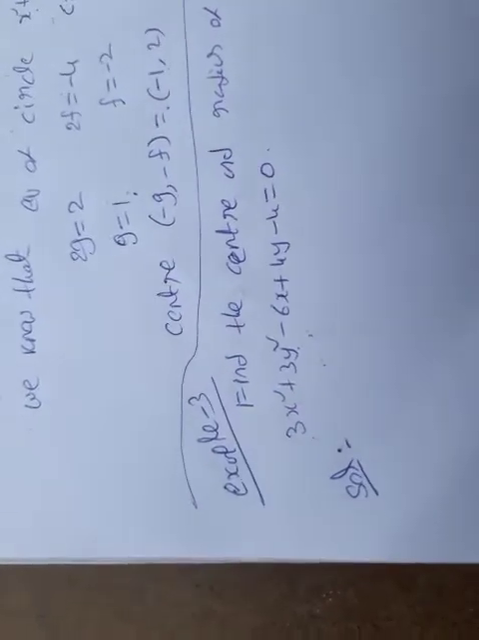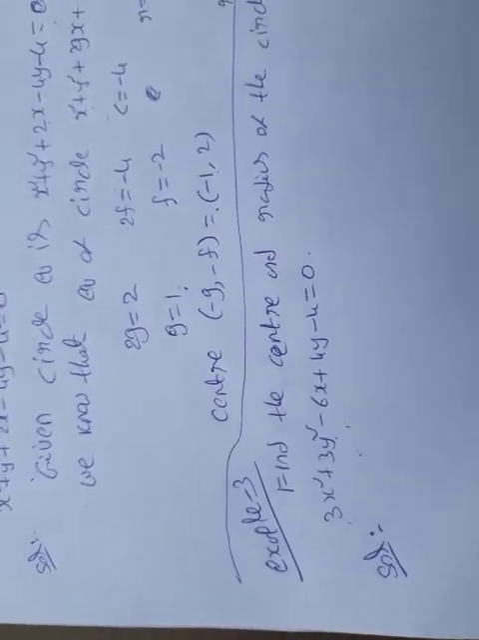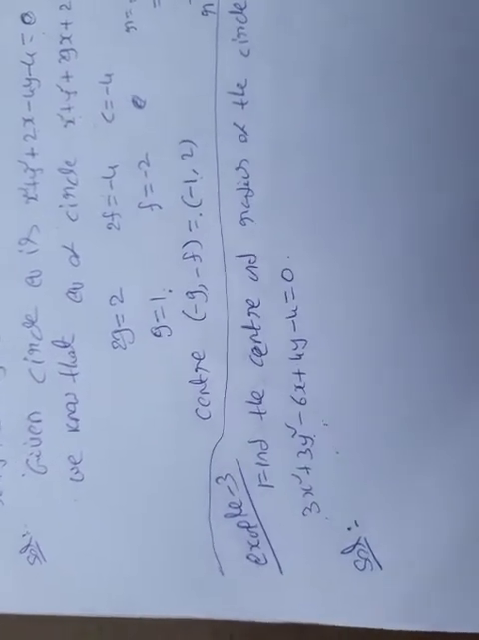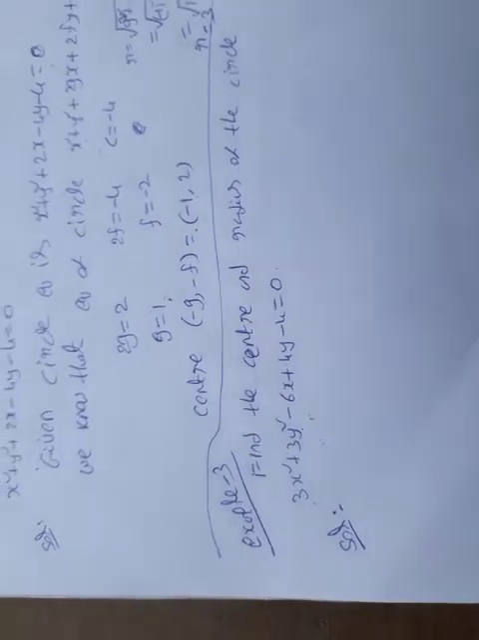If the x square coefficient and y square coefficients are not equal, then that is not a circle equation. A circle equation means the x square coefficient and y square coefficient must be equal.